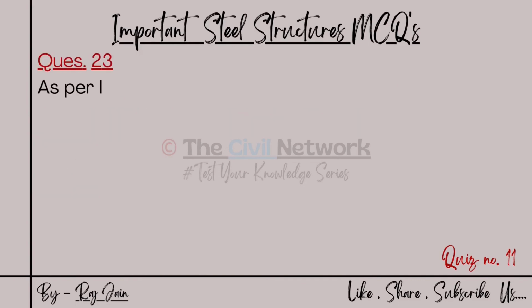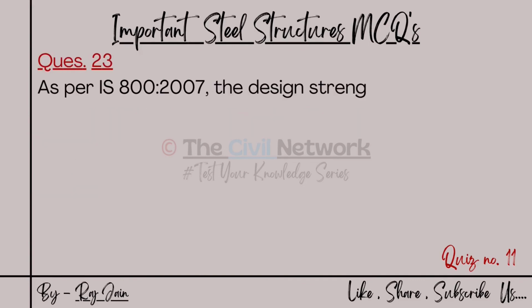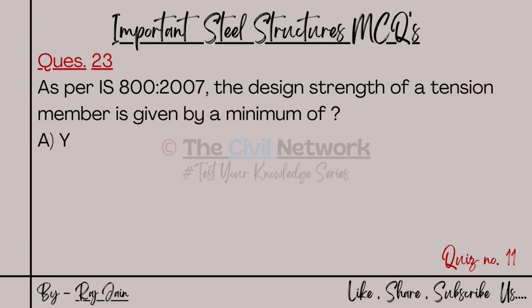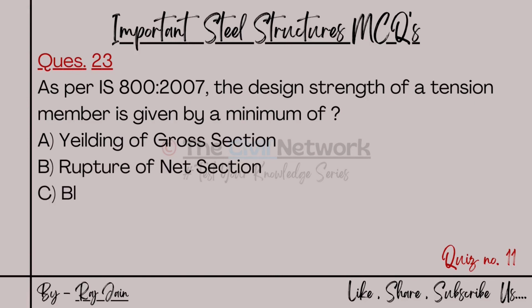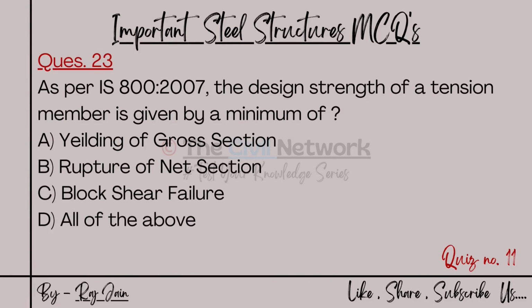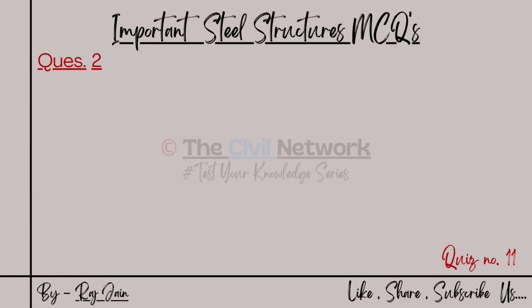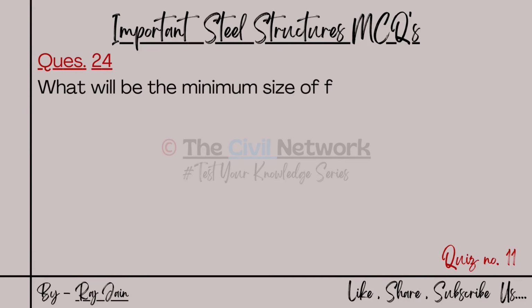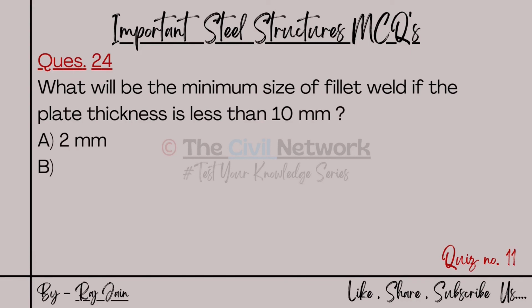Question number 23. As per IS 800-2007, the design strength of a tension member is given by a minimum of. Correct answer is all of the above. Question number 24. What will be the minimum size of fillet weld if the plate thickness is less than 10 mm? Correct answer is 3 mm.